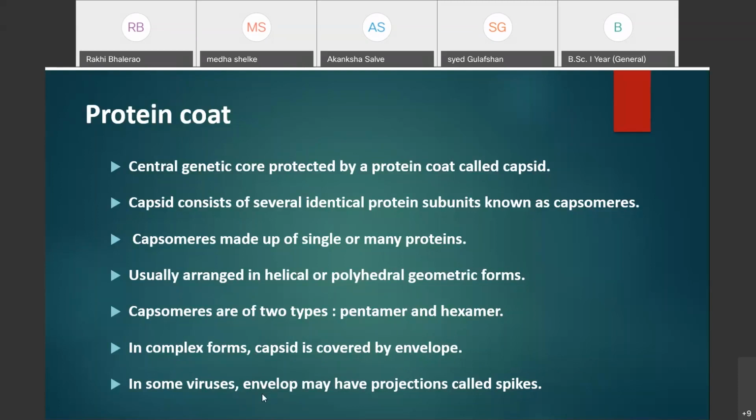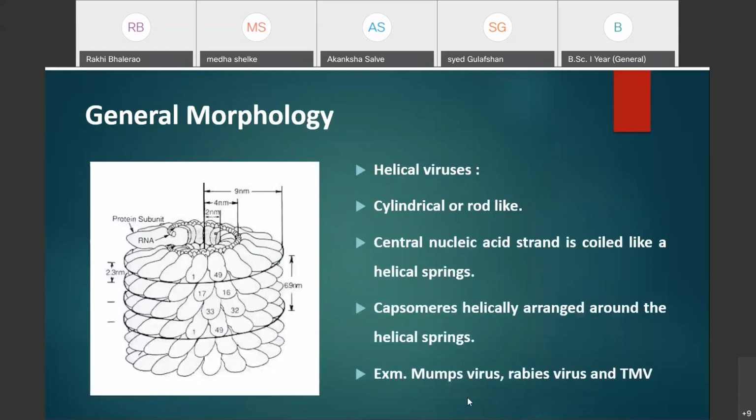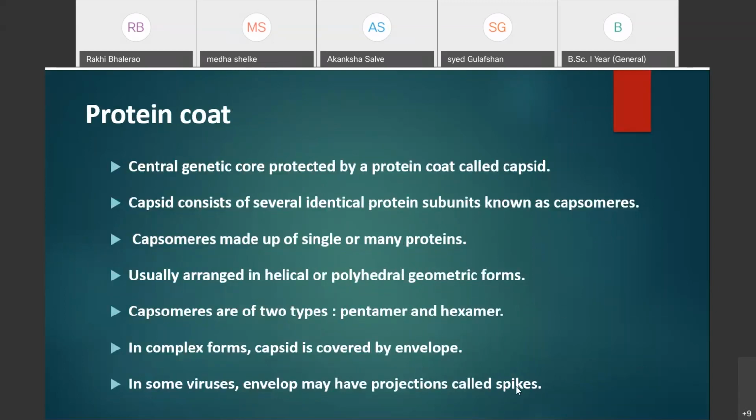Okay, in some viruses the envelope may have projections called spikes. In the last slide we discussed the envelope and the spike. The envelope which is surrounding the capsid is usually made up of some combination of lipids, proteins, and carbohydrates. The envelopes of many viruses have projections called spikes, and these spikes are made up of a carbohydrate-protein complex.